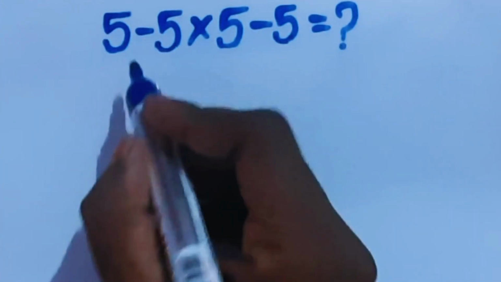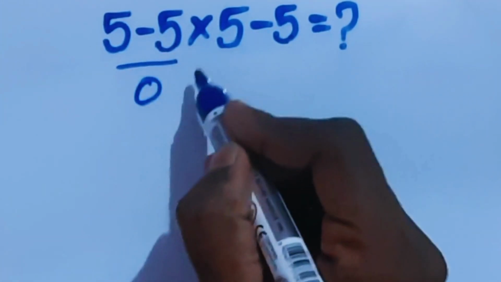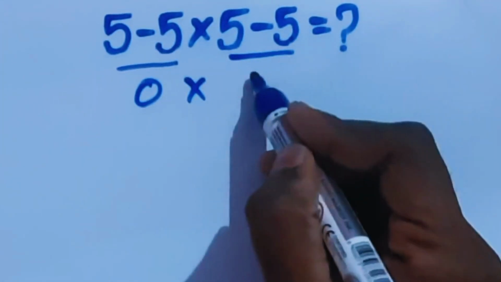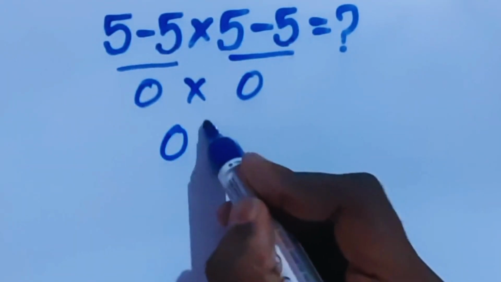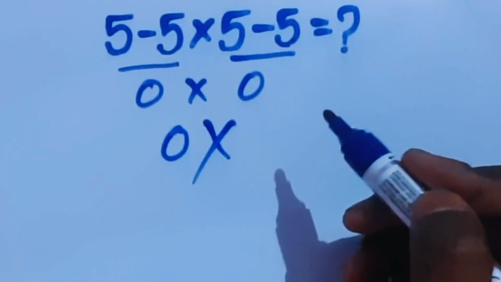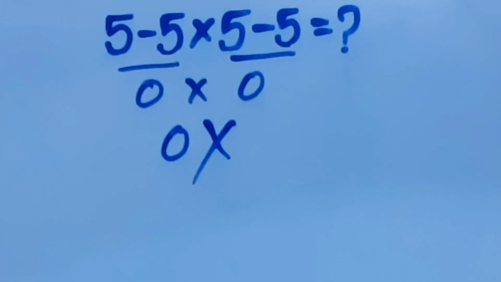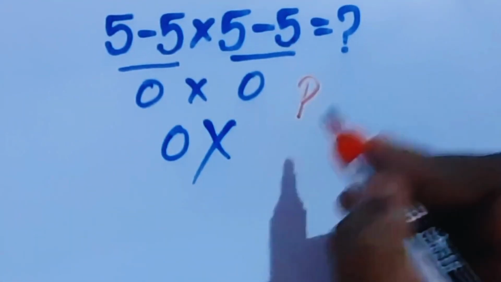Hey guys, here 5 minus 5 is 0 times this 5 minus 5 is 0. Here 0 times 0 is 0. This is wrong as per the order of operations. Now we are going to talk about this order of operations, PEMDAS.